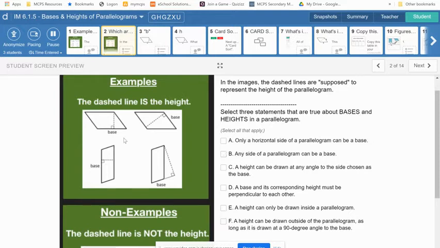Any side of a parallelogram can be a base. Well, we just talked about that. The base does not have to be horizontal. It could be on the side. It could be on the longer side. It could be on the shorter side. So any side of a parallelogram can be a base.